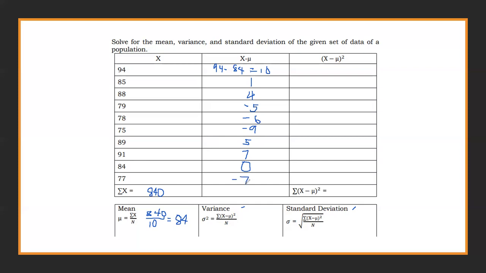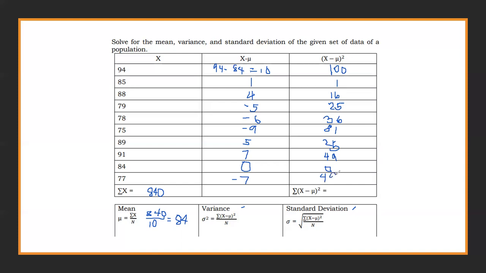Okay, next. Upon finding that, we have to square. Kung ano makukuha natin dito, i-square lang natin. So that will be 100. Then this will be 1, 16, negative 5 times negative 5, that will be positive 25. Then this will be 36, this will be 81, this will be 25, this will be 49, this will be 0 pa rin, and this is 49.